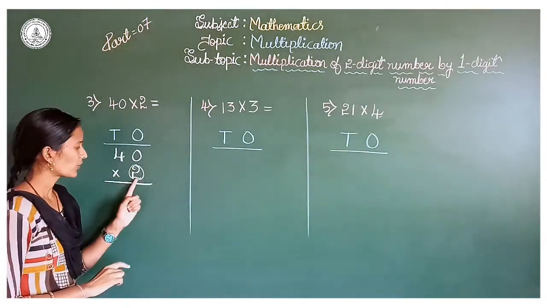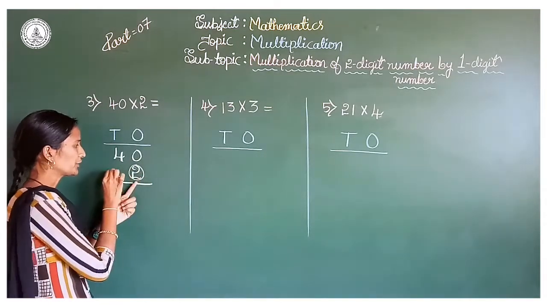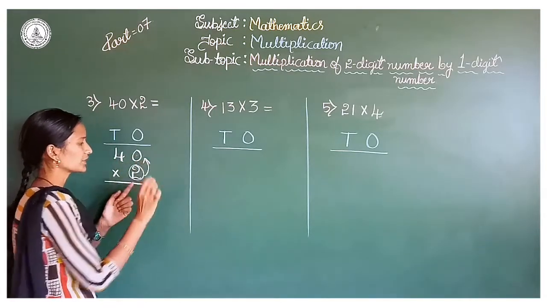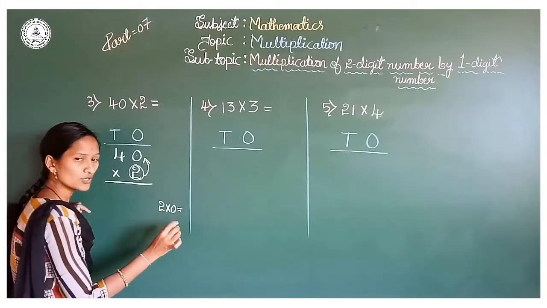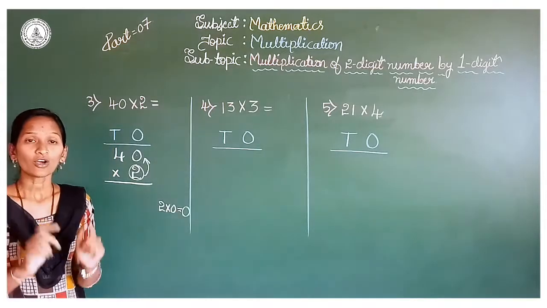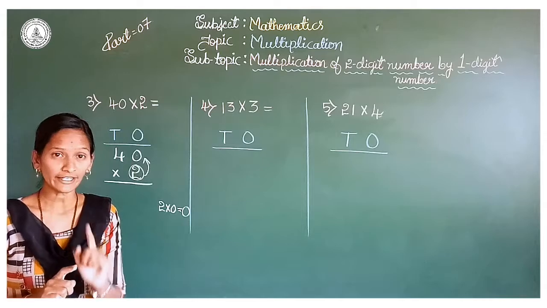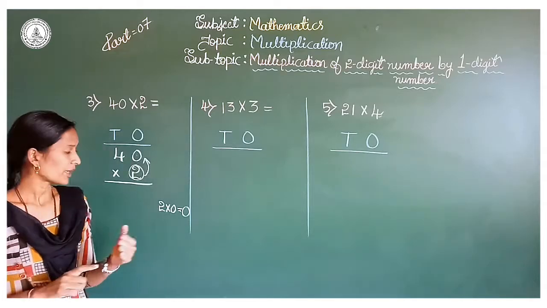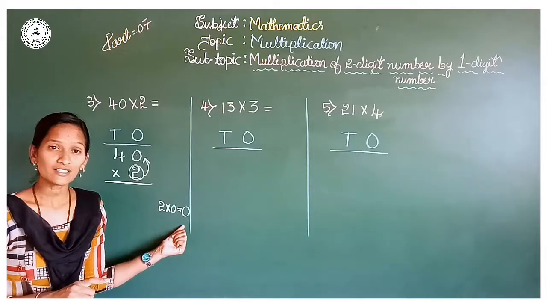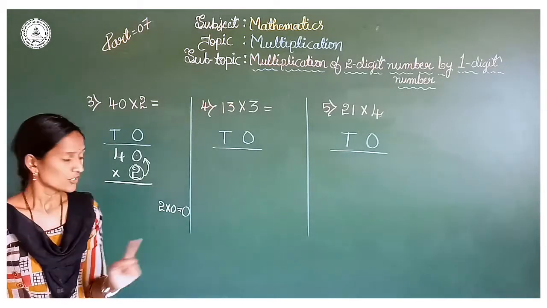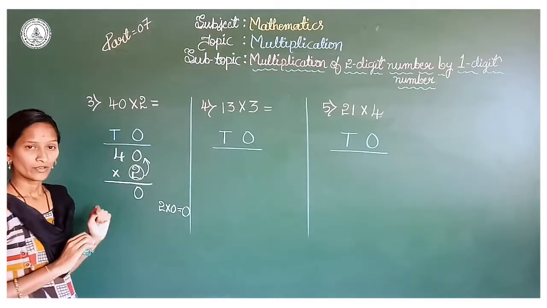So multiply the ones with the multiplier. So here 2 into 0. 2 into 0 is equal to what? 2 into 0 is equal to 0. According to the second property of multiplication, the zero property, what it tells is, when you multiply any number with 0, the product is always 0 itself. So 2 into 0 is equal to 0.